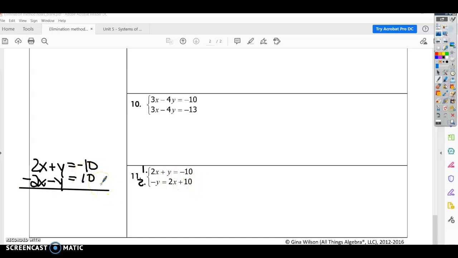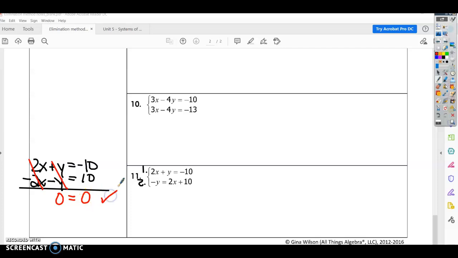All right, now I need to look at my equation. I've got 2x minus 2x. I can add these together and that will eliminate. And then I have y minus y. That one also eliminates. So once again, we're going to have 0 equals, and then this one says -10 plus 10. Well, that equals 0 as well.